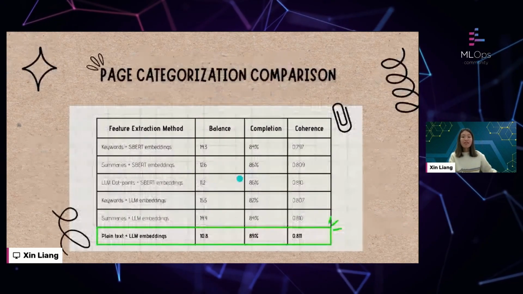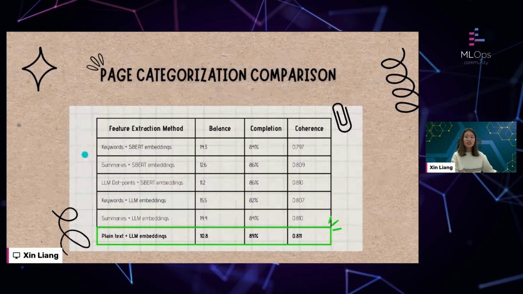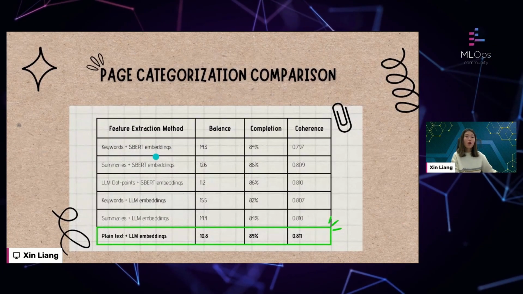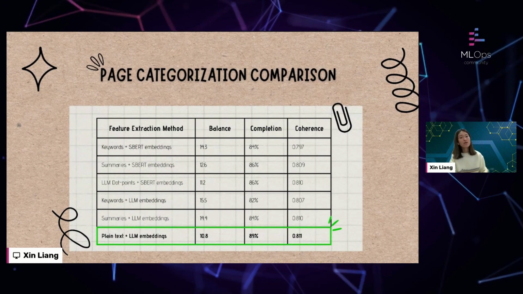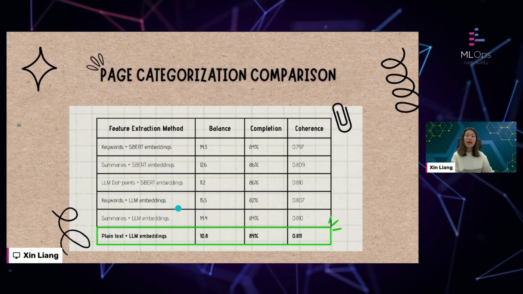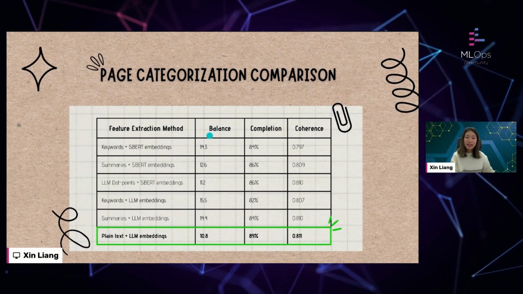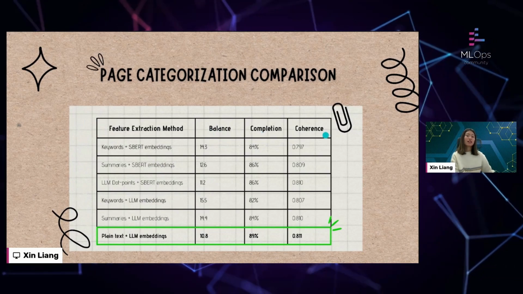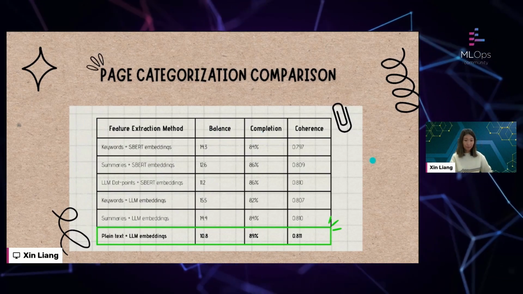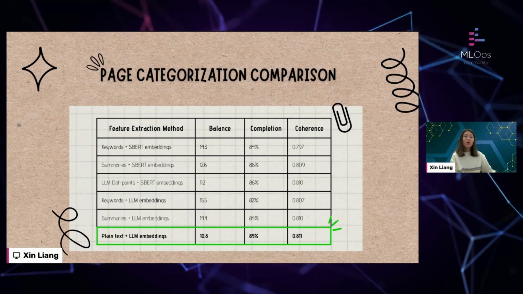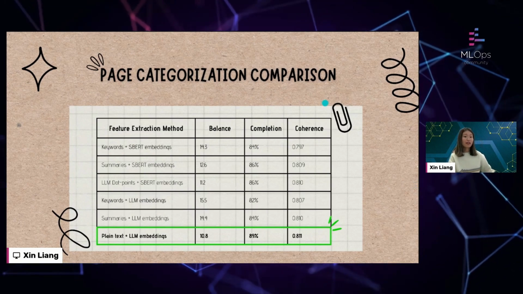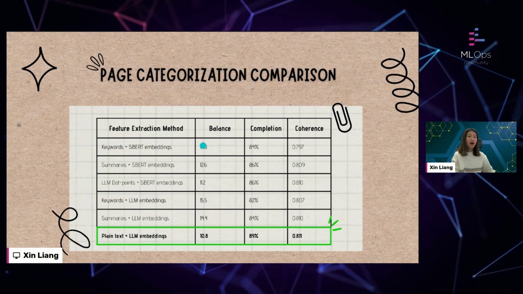So we have experimented with different feature extraction methods with the combination of open source embeddings, such as the sentence transformers, BERT embeddings, or the LLM embeddings. And these are the metrics for our content page categorization. Using different text and feature extraction methods, we define 3 metrics to evaluate the performance of this task.